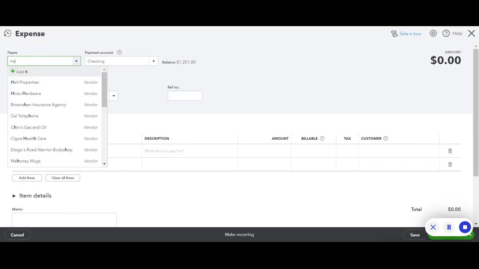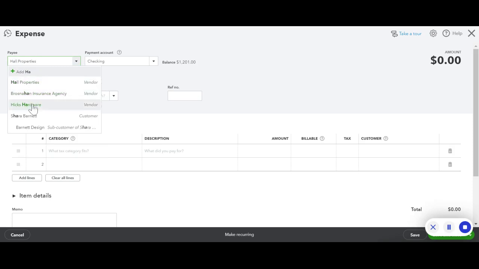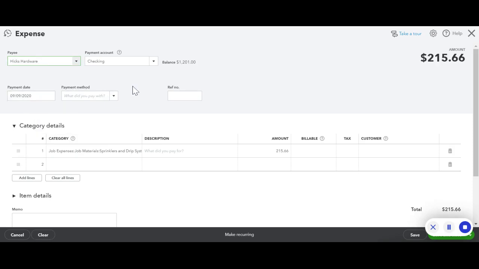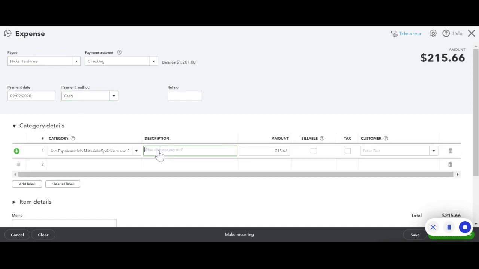So there is a hardware store I know. Okay, so say we went and bought a sprinkler with cash from the hardware store. It's okay that it's going to checking, and you'll see why in a minute. Put cash. We paid cash. And so I like to put as much detail in as possible.